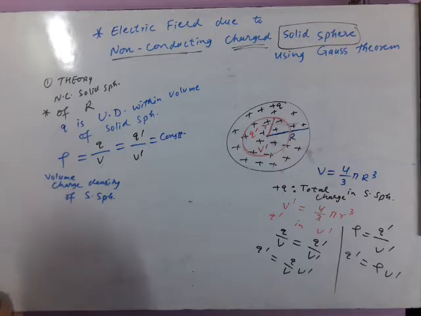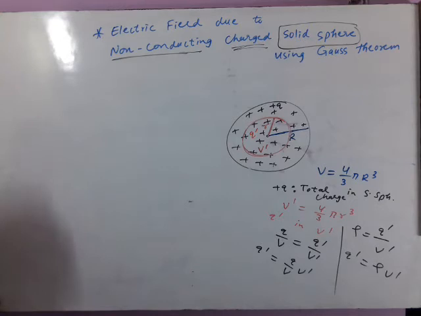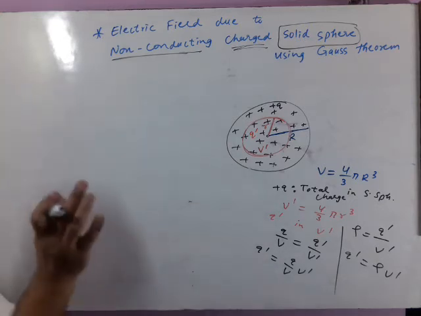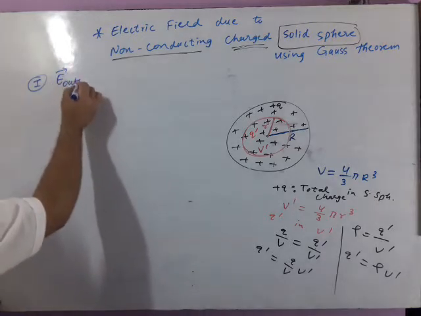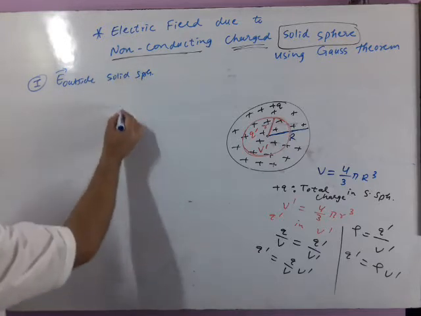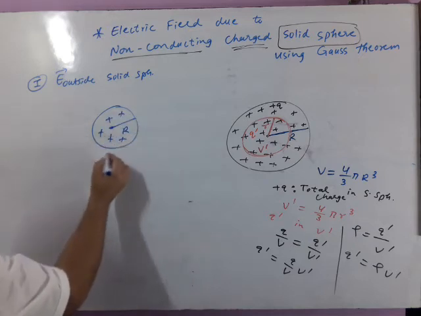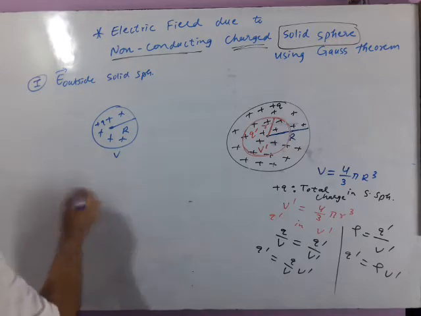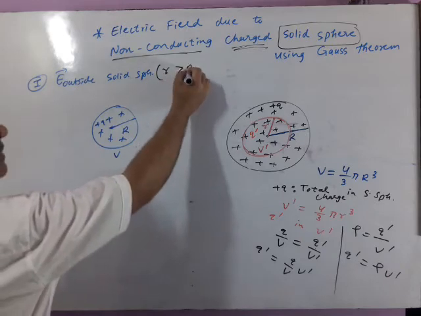Now you will have to remember this. Now we start with the derivation. It has 3 parts, like in our hollow conducting sphere. Part 1, electric field outside the solid sphere. See, this is a solid sphere of radius R on which plus Q charge is embedded. Total volume is V. Now this is outside. Remember hollow conducting: small r is greater than R.